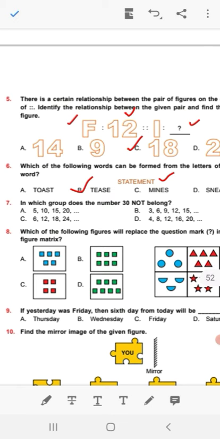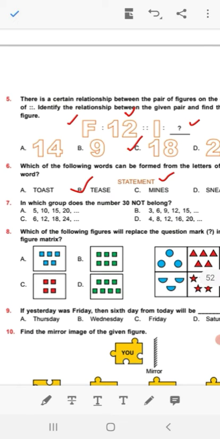We are finding here in which group 30 does not belong. See option B. There is a multiple of 3. 3 ones are 3, 3 twos are 6, 3 threes are 9, 3 fours are 12, 3 fives are 15. So 30 will come at the 10th step. 3 tens are 30. So 30 will belong in B group.